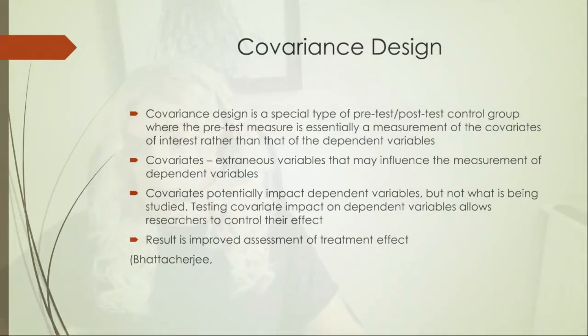And in a covariance design, this is a special type of pre-test, post-test control group, where the pre-test measure is essentially a measurement of the covariates of interest rather than that of the dependent variables. So the covariate, let's recall, is an extraneous variable that may influence the measurement of the dependent variables. So these covariates can potentially impact dependent variables, but are not what is being studied. Testing covariate impact on dependent variables allows researchers to control their effect. And the result is, of course, an improved assessment of the treatment effect.